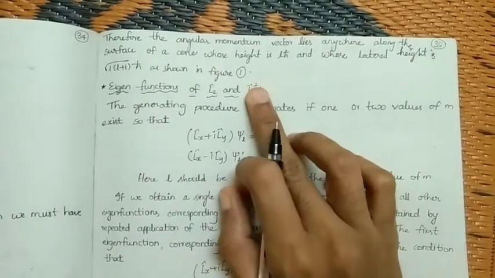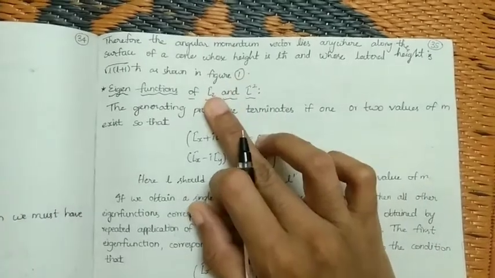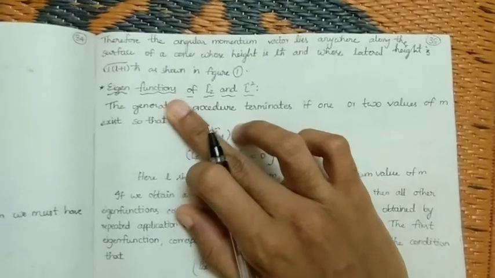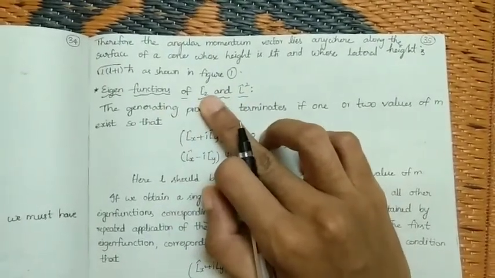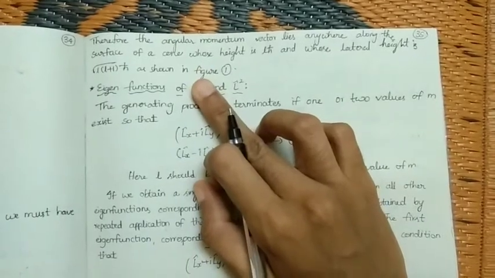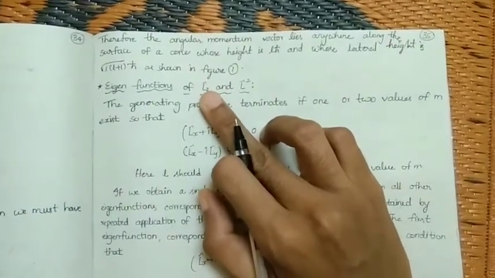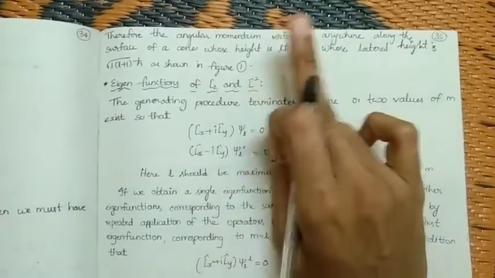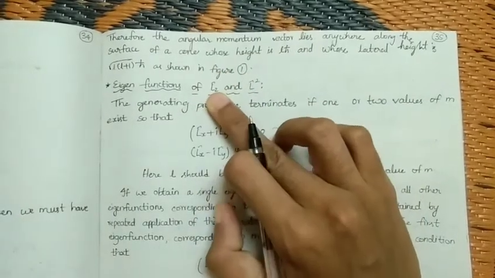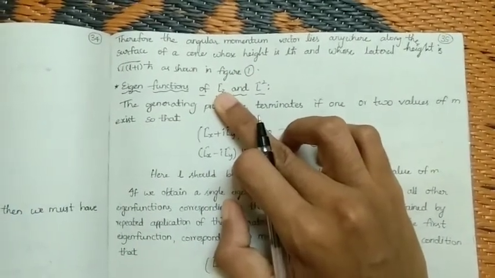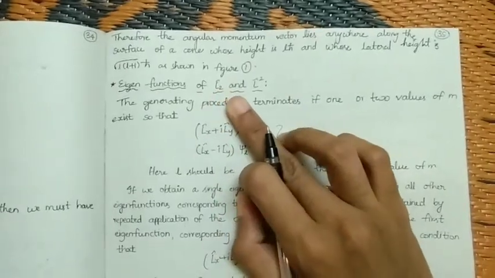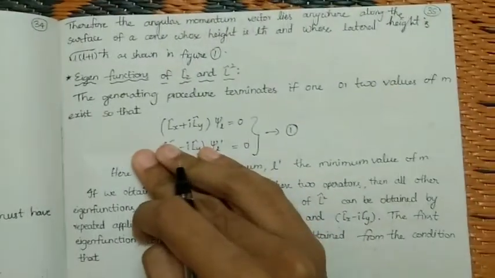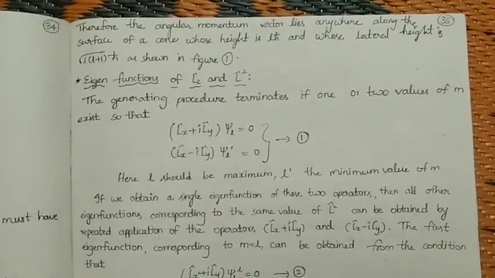So here for a given L value we have many m values. Based on that, the eigenfunctions of L square and Lz are the same. Of course, for different values of m we are going to derive the eigenfunctions, but all these eigenfunctions would also belong to L square, because for a given single value of L we have many m values. So all these eigenfunctions would also be the eigenfunctions of L square. Now let's see the derivation of these eigenfunctions.